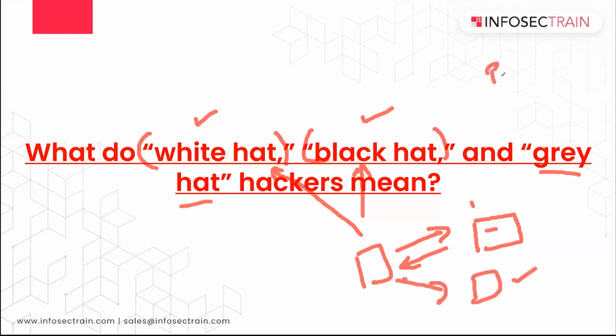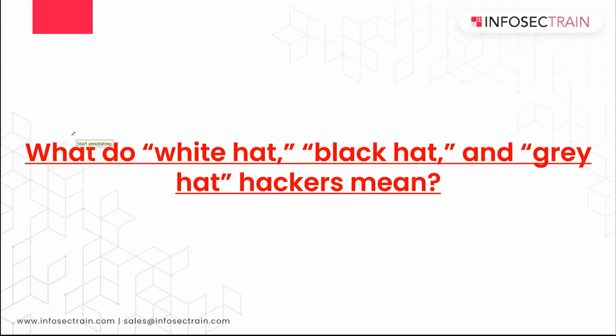Your bug bounty guys, they are also gray hat hackers. Many of the organizations nowadays are performing this bug bounty challenge. Find the vulnerability in our environment, we are going to pay for it. So they will be acting as a white hat hacker as well as a black hat hacker. Sometimes with a good intention, sometimes with a bad intention.